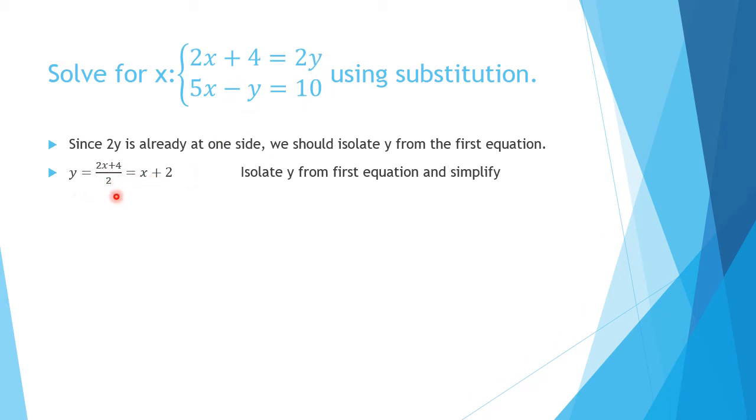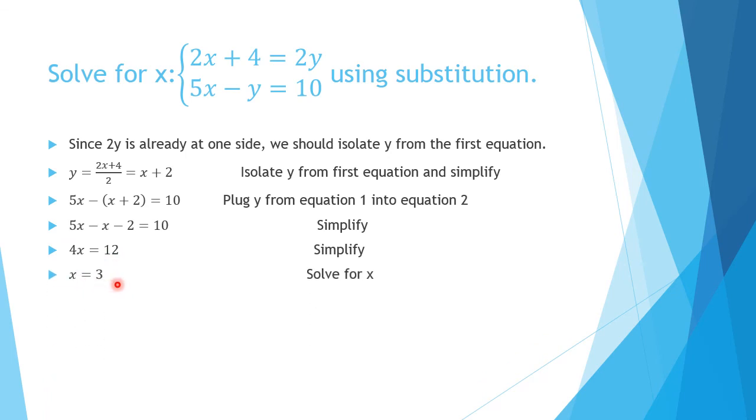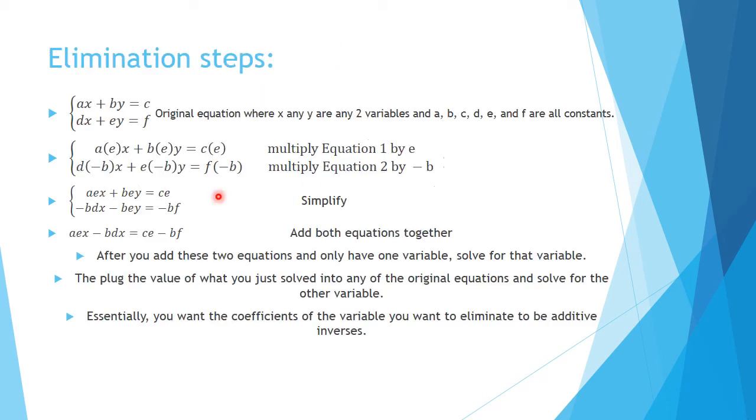Now we substitute this value into this, because these two y's are equal since they're in the same system. So we get 5x minus x plus 2 is equal to 0. We simplify and solve for x. X is equal to 3. Now we put x back into either equation and we solve.